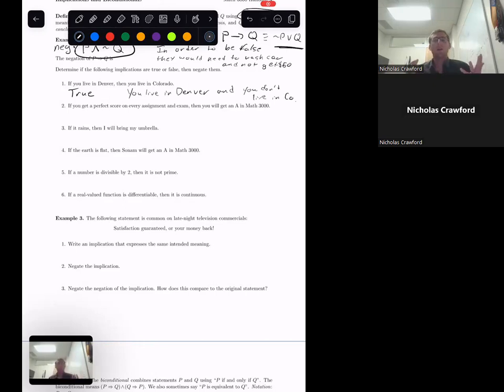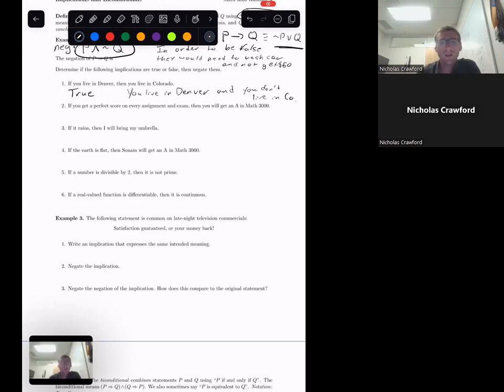Please take careful note to see that the negation of an if-then doesn't have if and then in it. The negation is two statements: you live in Denver and you don't live in Colorado. So let's make sure we don't put if-then in these negations, okay?